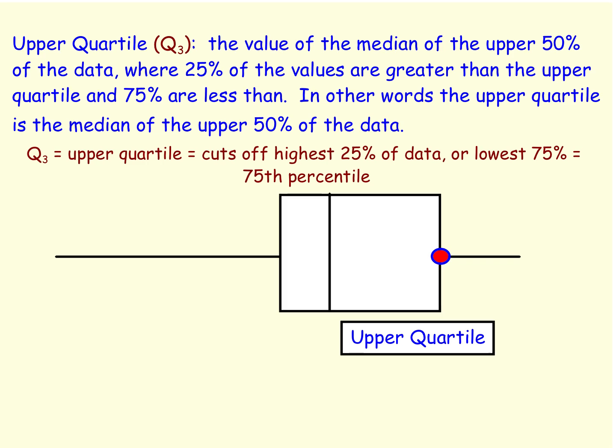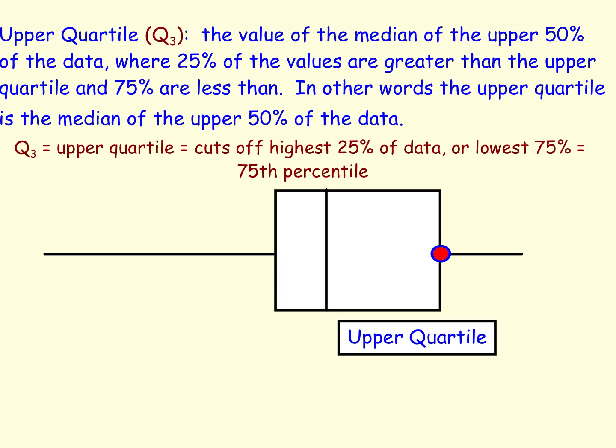So then the line that's on the right-hand side of the box is the upper quartile, and that's the opposite of the lower quartile. It's the median of the upper half of the data. So we're essentially finding the median, and then we're finding the median of the bottom half and the median of the upper half. And what that does is it splits our data into 4 equal sections, or 25% of the data falls into each section.